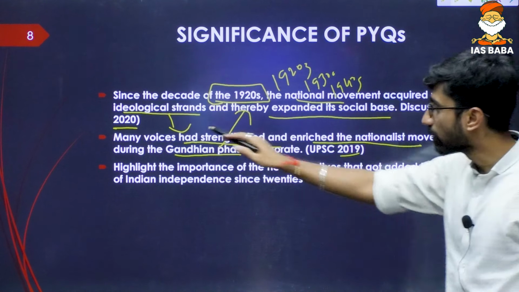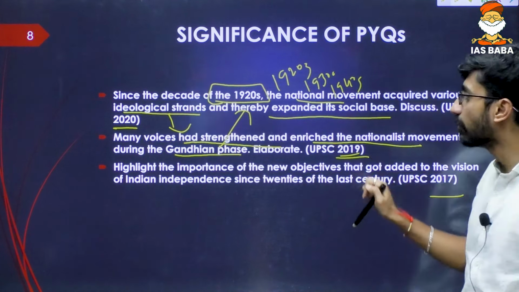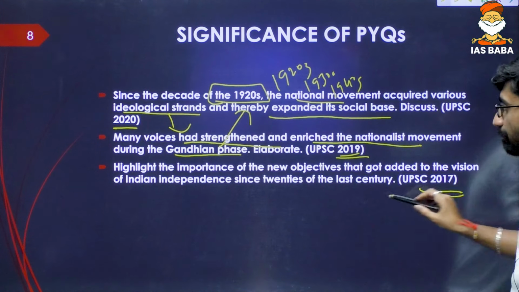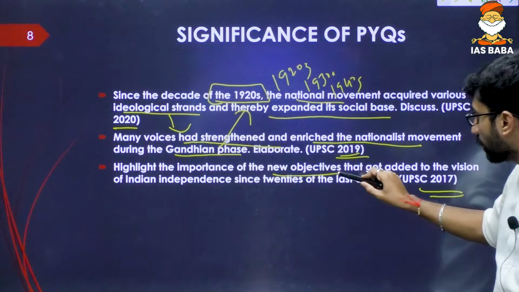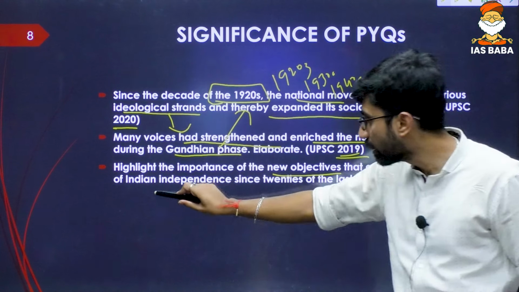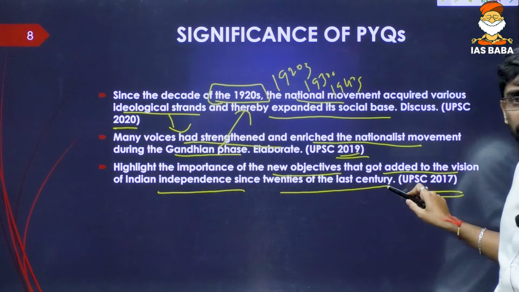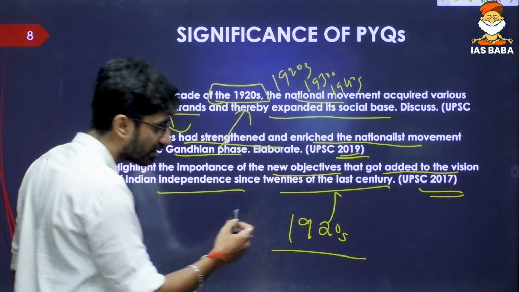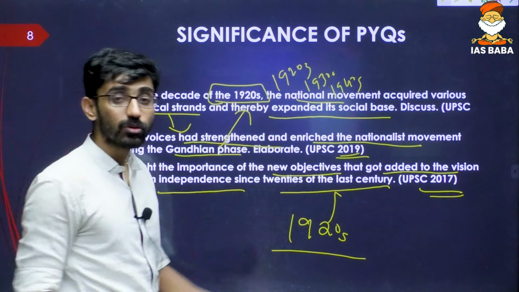2020, it was asked before in 2019 about the same time period. Come back to 2017 again. Highlight the importance of the new objective that got added to the vision of Indian independence since the 20s of last century. The 20s of last century is again the 1920s. The previous century is the 20th century, 1920s. So this is how.